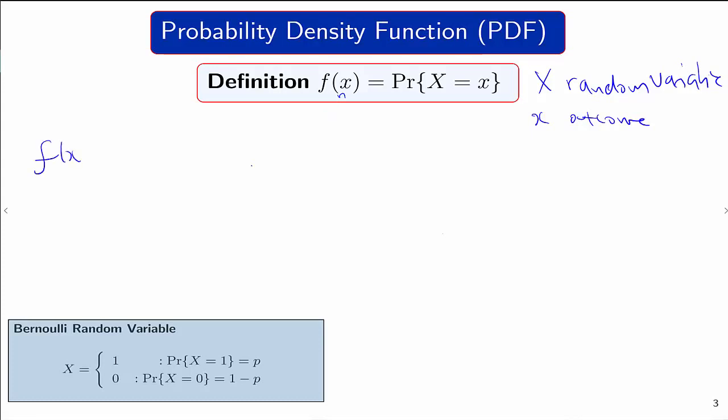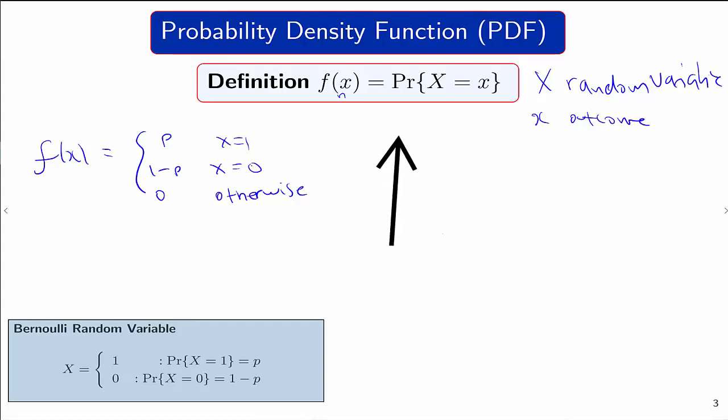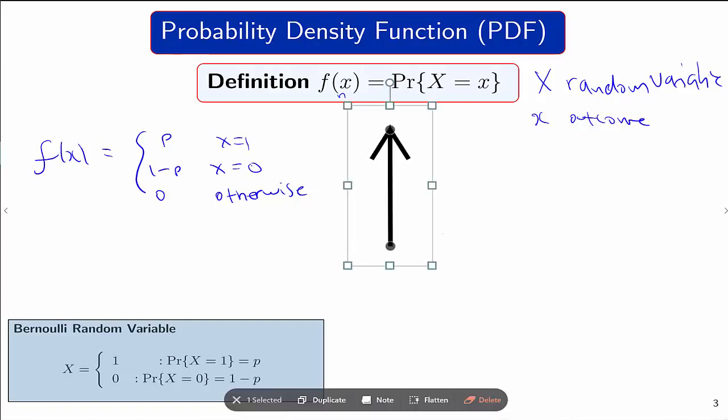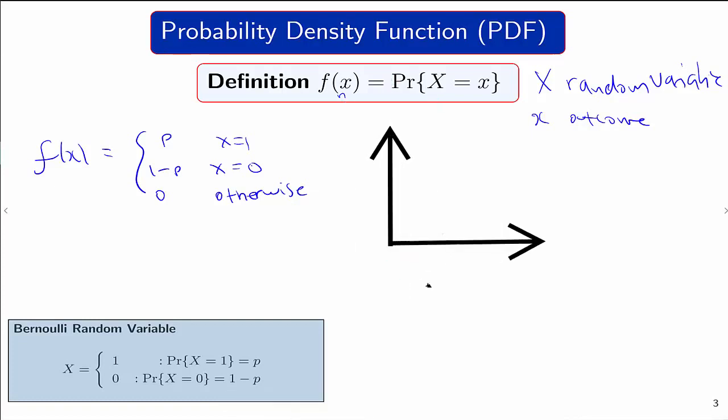F of x, the PDF for the Bernoulli, is just p when x equals 1, 1 minus p when x equals 0, and the probability is 0 for every other x, every other possibility. So this is it. We can draw this also in a diagram. It gives you the probability that this Bernoulli variable takes on every possible value.